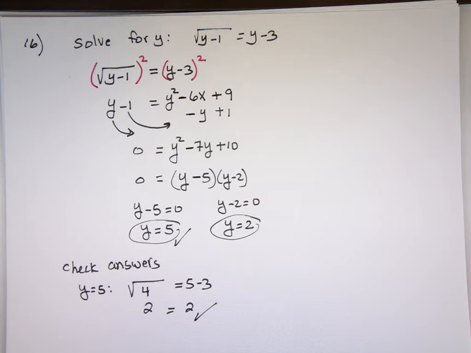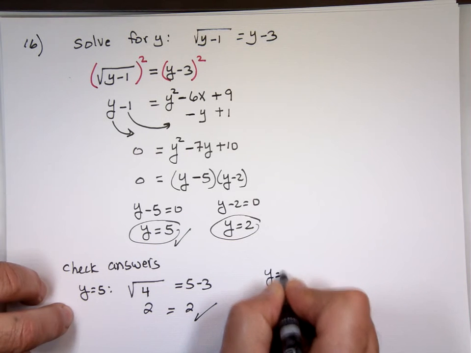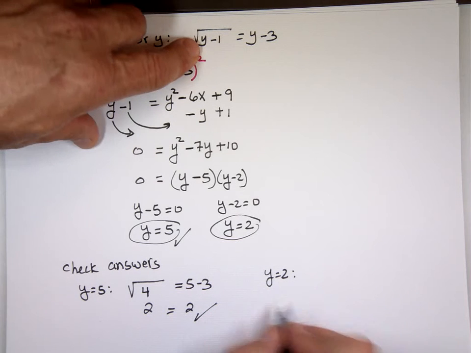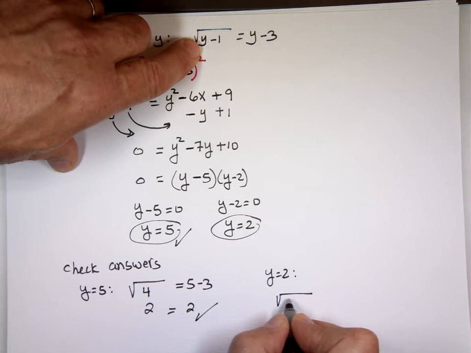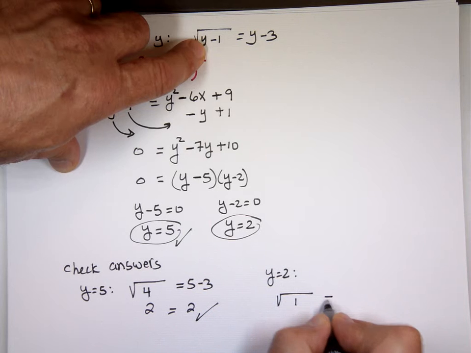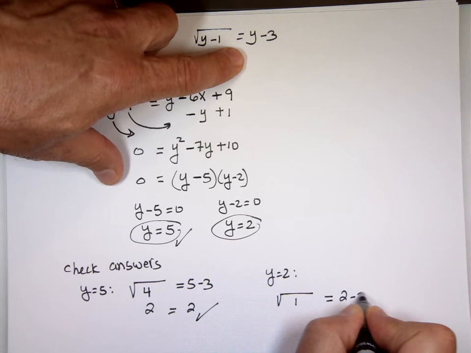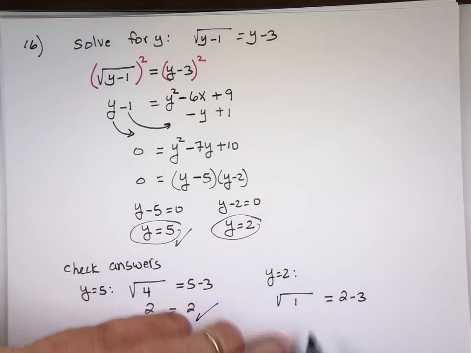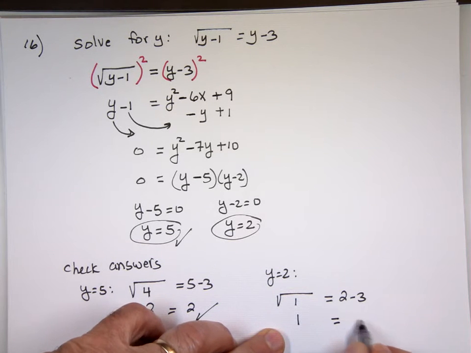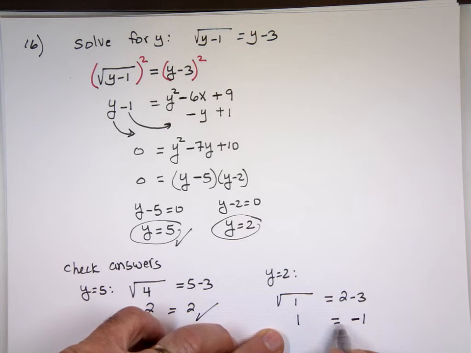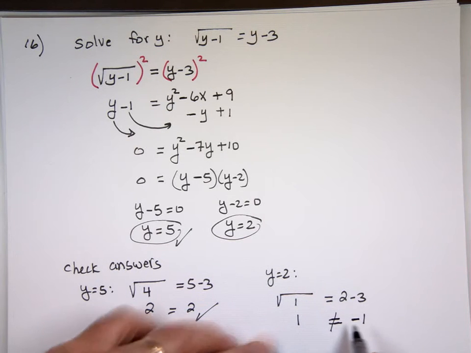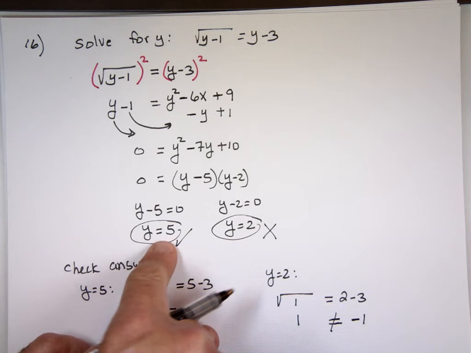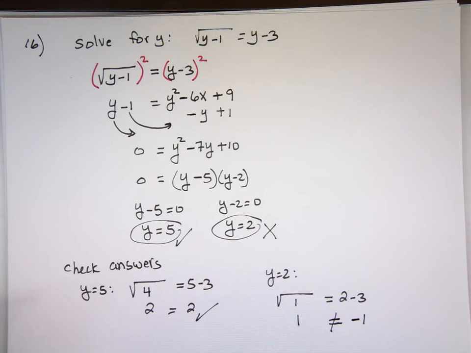Let's check the 2. When y is 2, plug it in. Is the square root of 2 minus 1, which is 1, equal to 2 minus 3? This is 1. This is what? Negative 1. Are they equal to each other? No. So this is not a good answer. Can't use it. So that is the only answer you can use. The y equals 5.